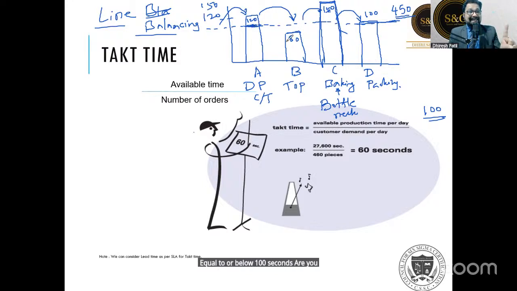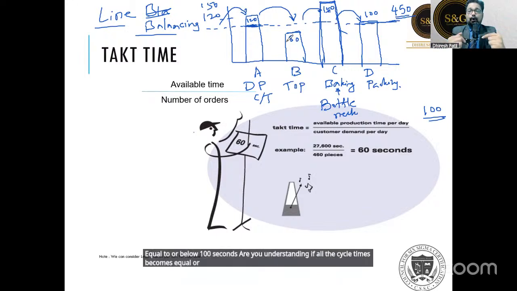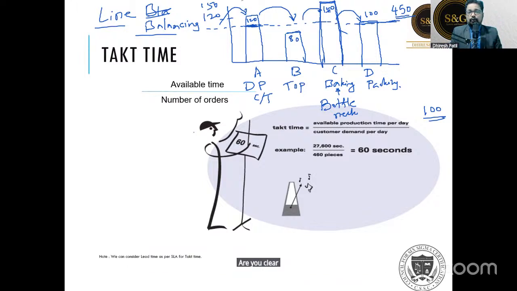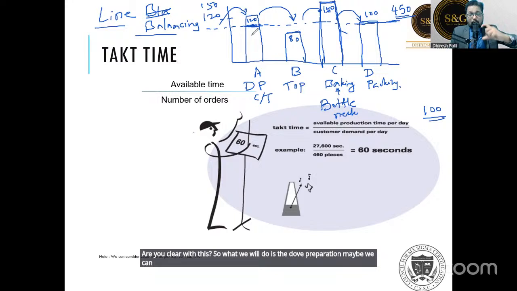If all the cycle times become equal to or below 100, then only can we deliver 270 pizzas within that timeline of 8 hours. Are you clear with this? So what we will do is, for the dough preparation, maybe we can add resources or automate the process. In the baking process, maybe we can take a new technology oven, which can bake the pizza a little faster and better than 150.